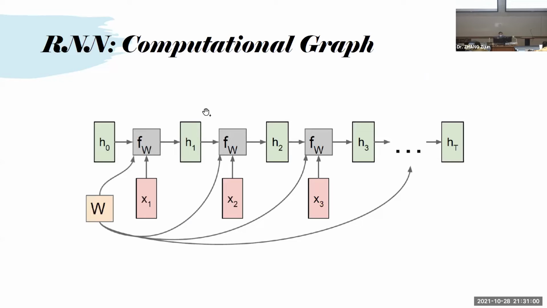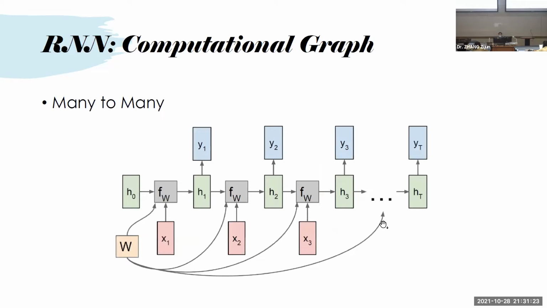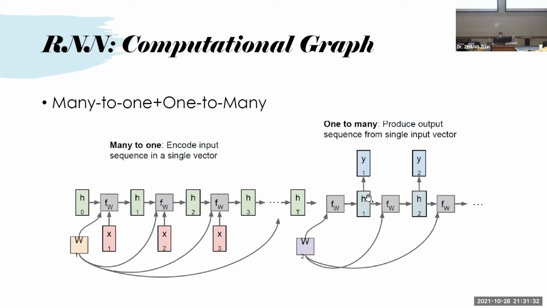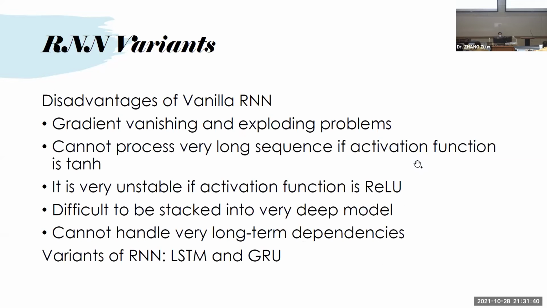The computational graph of recurrent neural networks is like this. One commonly applied technique for saving computation is weight sharing, majorly shared from the previous hidden node through the activation function to the next hidden layer. This is the computation for the many-to-many case, many-to-one case, and one-to-many case. Many-to-one plus one-to-many is a kind of encoder-decoder RNN.